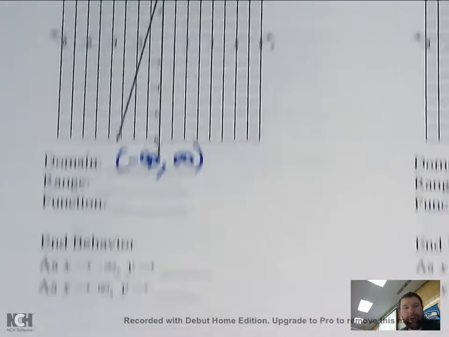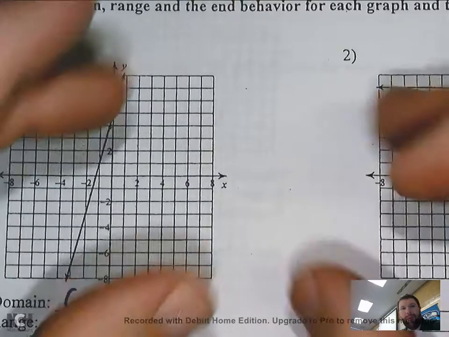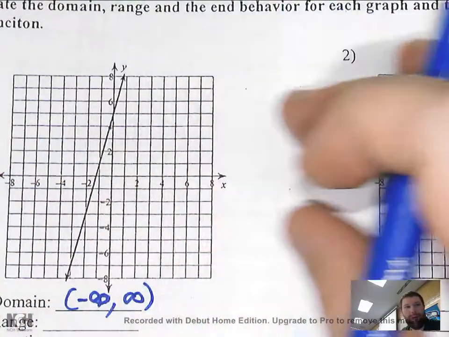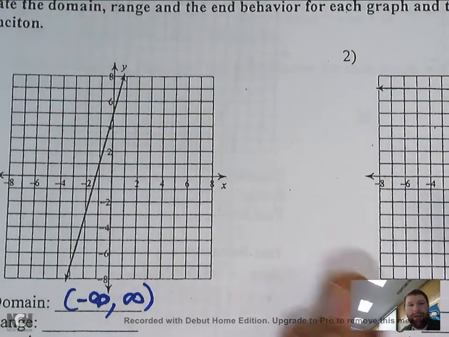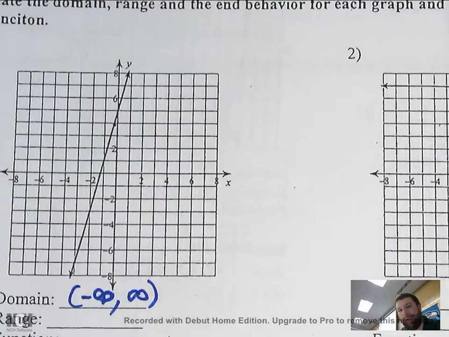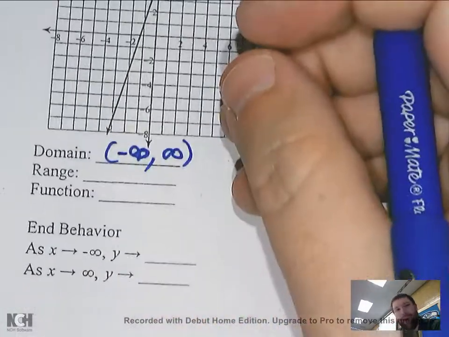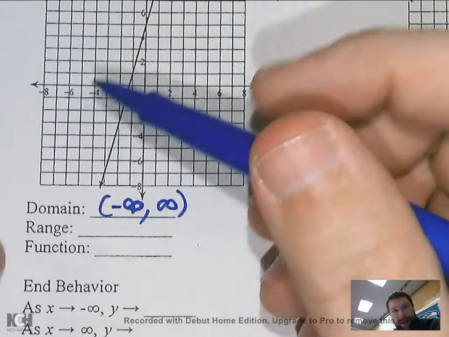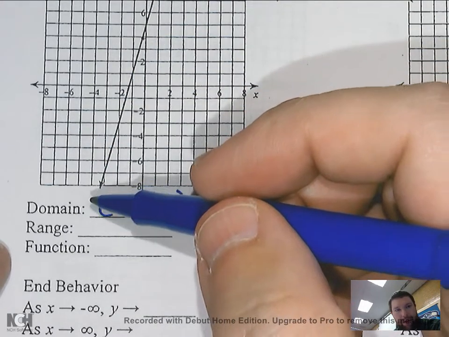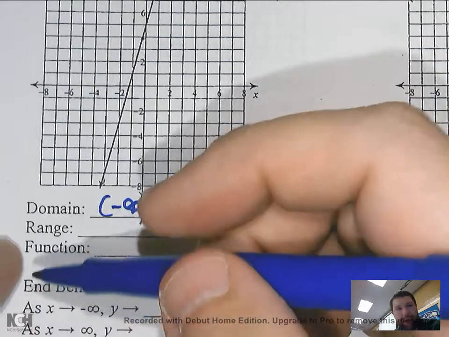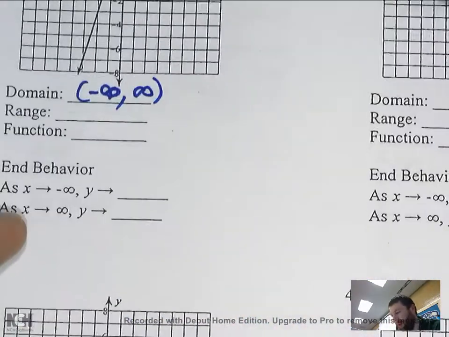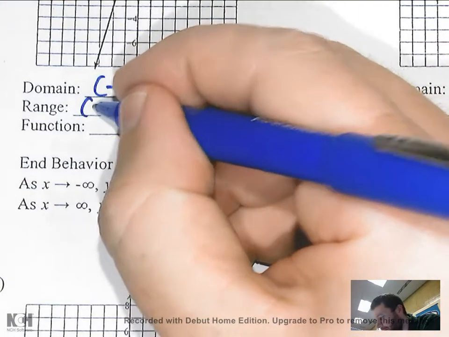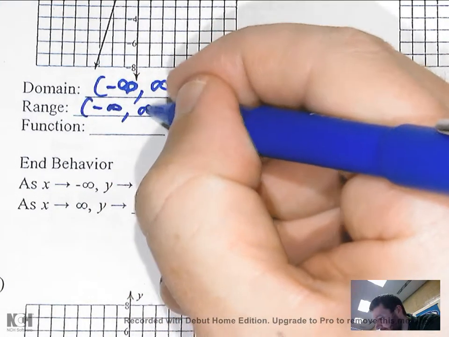Because if we took out all the y values, this would just be a horizontal line that would just keep going both left and right forever, right? To the negative infinity on the x and to the positive infinity on the x. We run into a similar situation with the range, right? Because as it goes down, it continues to go down forever. And as it goes up, it continues to go up forever. So range is going to be the same thing, negative infinity to infinity.